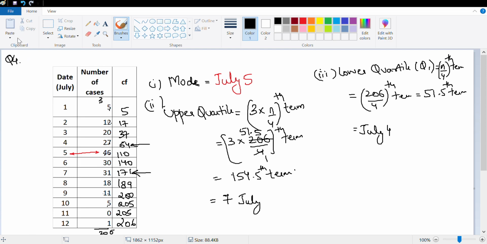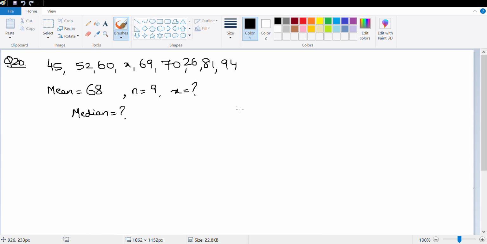The next question that we solve is question number 20. Are we missing out on all the other questions? No, we are not, but I just want to solve this question because it will be easier for me to make the video accordingly. So let's look at question number 20. The mean of the following numbers is 68. Find the value of x and hence estimate the median. So let's check 1, 2, 3, 4, 5, 6, 7, 8, 9. N is 9, mean is 68. Find x and find the median.